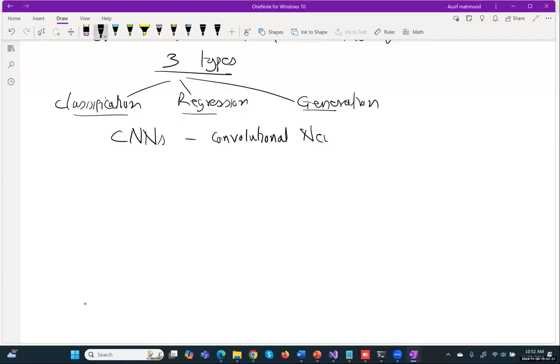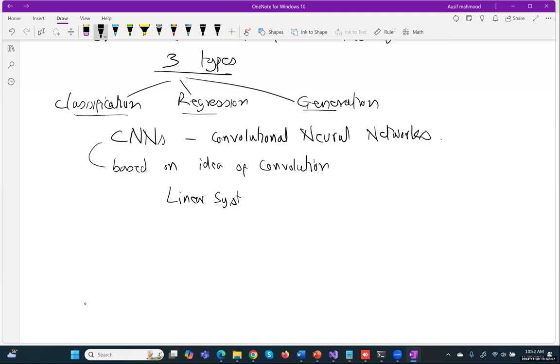Convolutional neural networks. Okay, so they are based on the idea of convolution in mathematics. And it comes from observing how linear systems in nature work. So any linear system, a good example is our own human vision system.